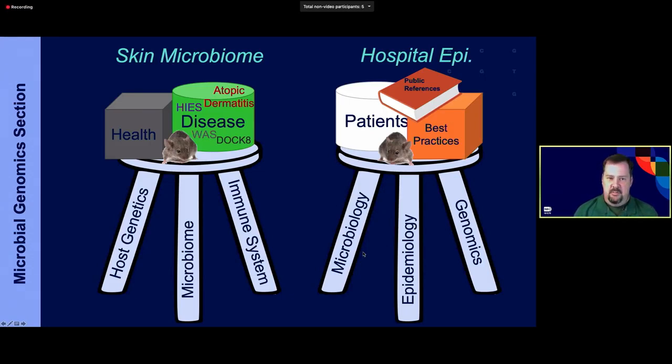And there's lots of diseases that we're interested in that perturb one leg of this stool. Atopic dermatitis, Wiskott-Aldrich syndrome, DOCK8 syndrome. For instance, DOCK8 syndrome is an immune disorder that has a very strong effect on the viral microbiome. And so by perturbing the immune system, we can now look at the effect of that on the microbiome. And then on the hospital epidemiology side of things, we're interested in the genomics of antibiotic-resistant bacteria. And in both cases, we do studies with patient cohorts, but also model systems like mouse.